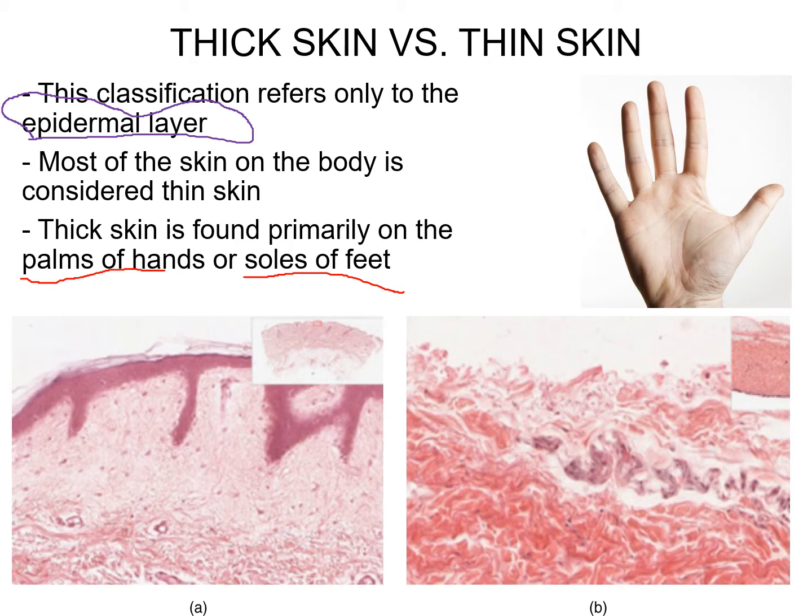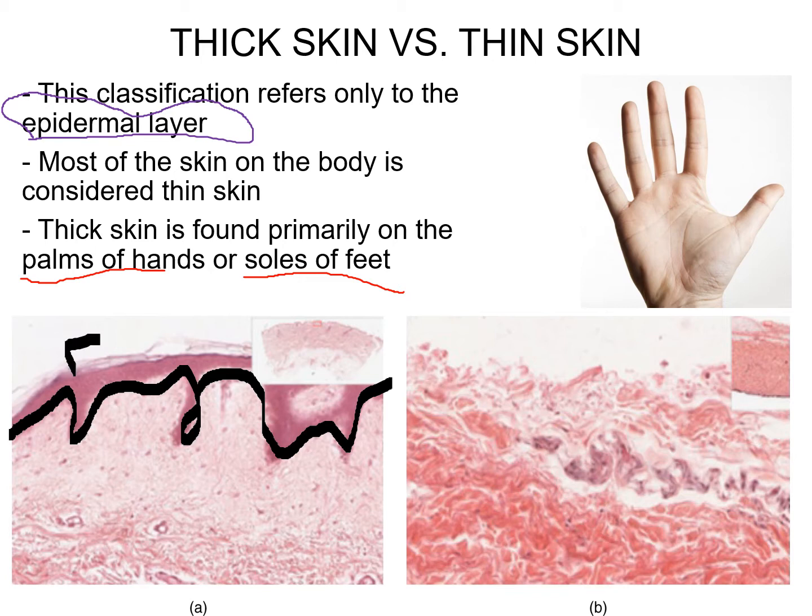So if you take a look at the picture on the left, you can see once again the dermo-epidermal junction. I'm highlighting the basement membrane, or the junction, in black. And the epidermis here is pretty thin. And then you look at the picture on the right, and there's a lot going on, many, many more layers, a lot thicker. So that's the comparison.